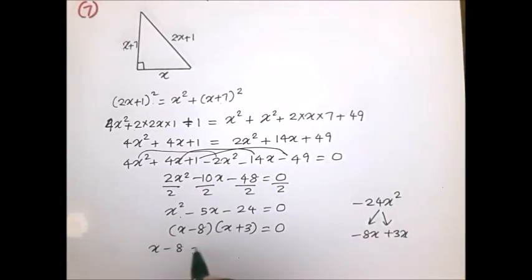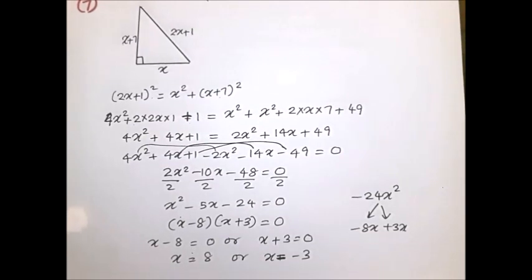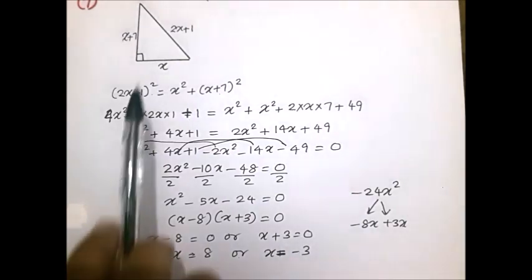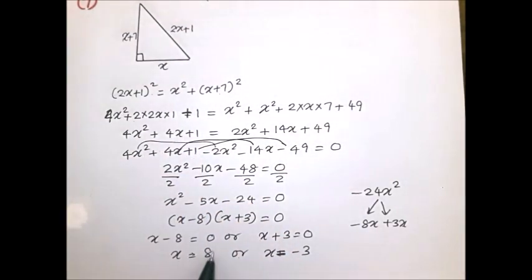x minus 8 equals 0 or x plus 3 equals 0. Now make x the subject. It is x equal 8 or x equal minus 3. Question asks to find the length of 3 sides. So you have to reject negative value and find the length of these 3 sides by substituting 8 for x.